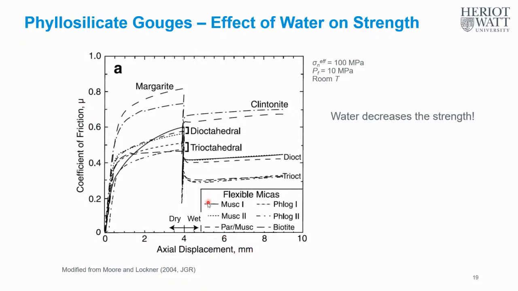And if we look at the muscovite example, so the solid line, what we see here is that there is this decrease in the friction coefficient, which is related to a change in the conditions of the experiment. So when water was introduced, the friction coefficient decreased a lot. So water decreases the strength, and that's actually the case for all the phyllosilicates shown here.